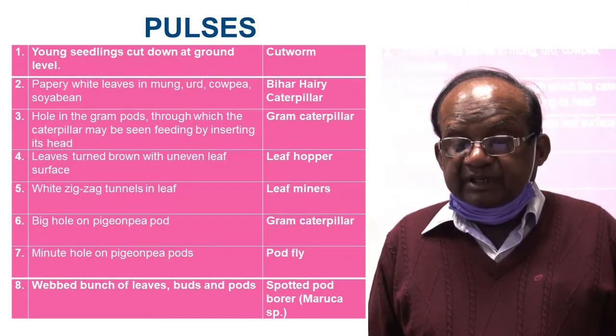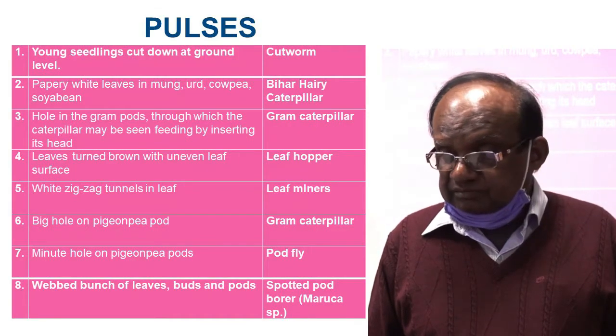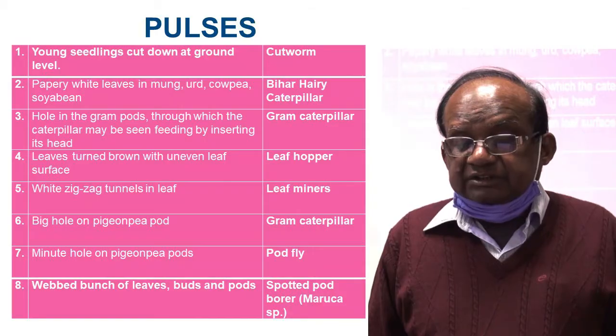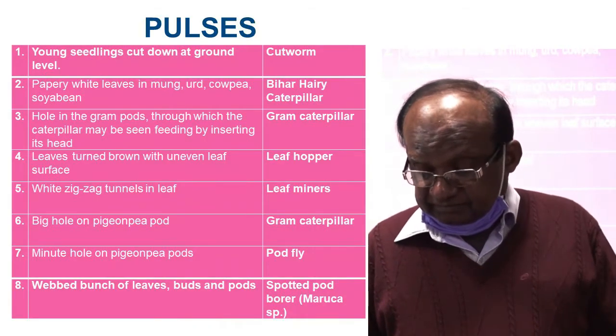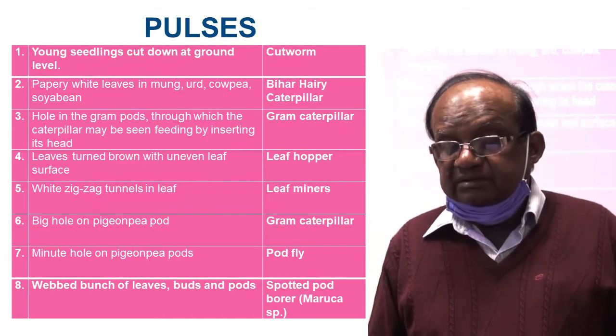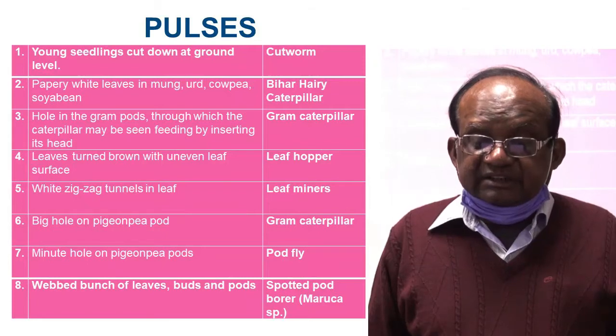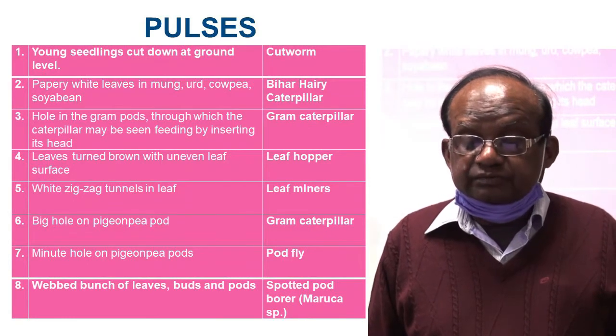indicate the presence of Bihar hairy caterpillar. An attack of Bihar hairy caterpillar starts from July onwards up to the month of December. After December, it goes into hibernation and then appears again in the next year after the onset of monsoon.